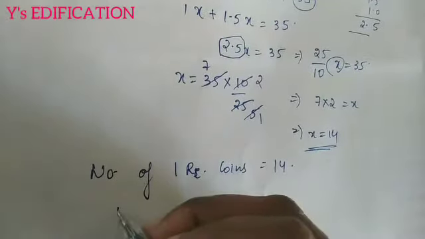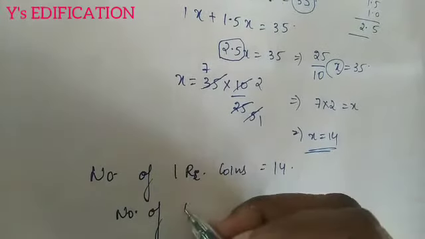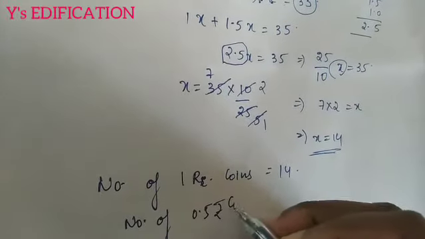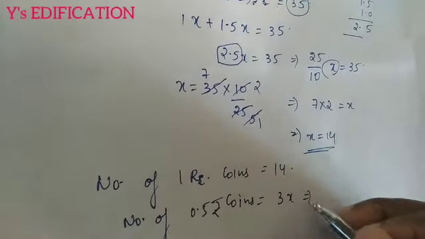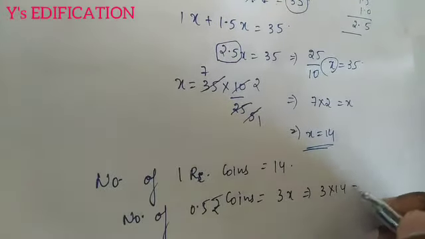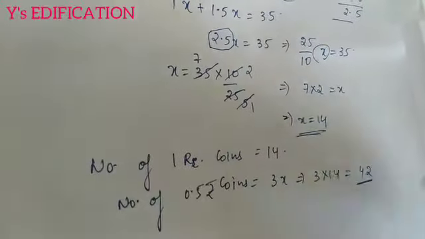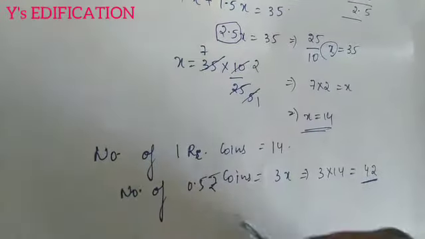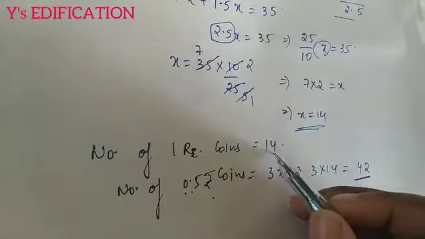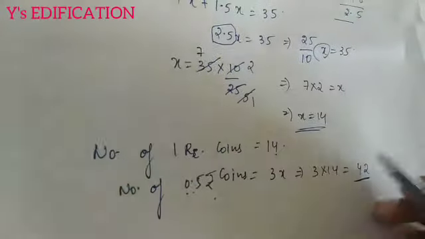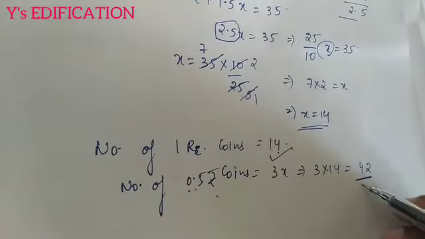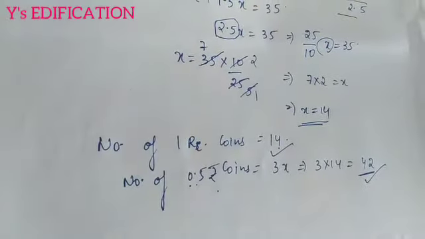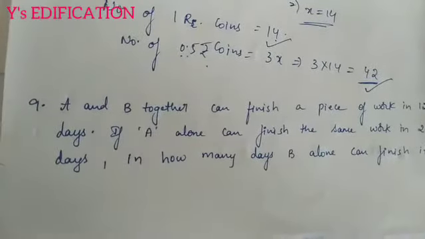So how many 50 paise coins are there? Number of 0.5 rupee coins is 3 times. So 3 into x is equal to 3 into 14 is equal to 42. There are 42 0.5 rupee coins and 14 1 rupee coins. So the total amount is 35. So 1 rupee coins are 14. 50 paise coins are 42. Okay. Coming to the next question.